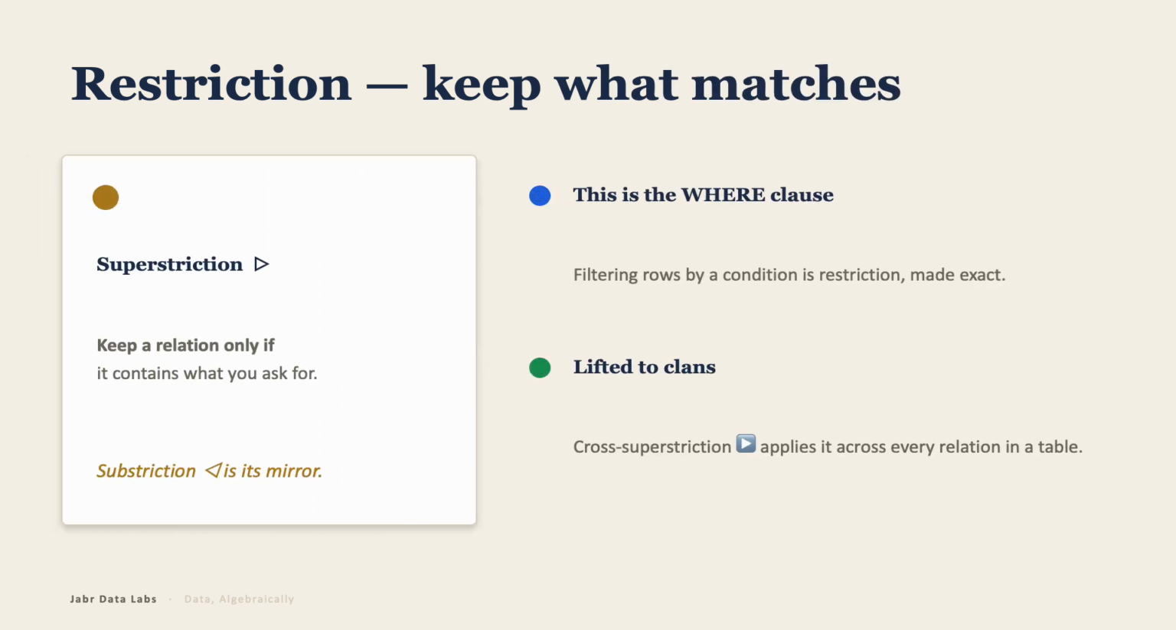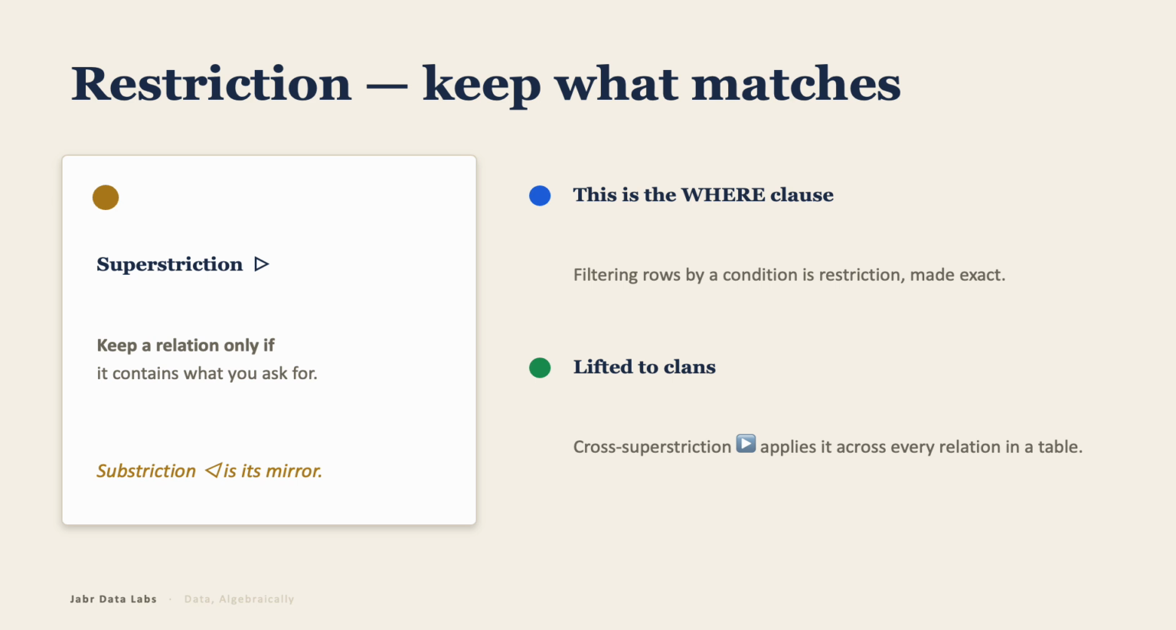The first new operator is restriction, and it comes in two mirror forms. Superstriction, written with a triangle pointing right, keeps a relation only if it contains what you're looking for and discards it otherwise. Substriction is its mirror. That sounds abstract, but you already use it constantly. It is exactly what the where clause does.